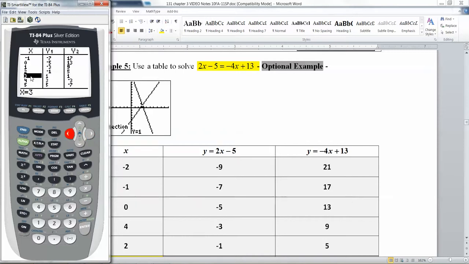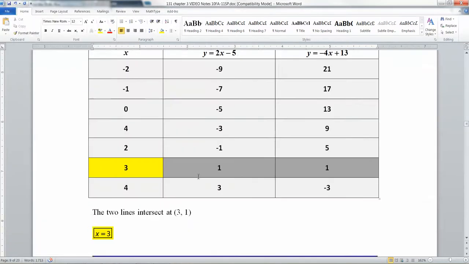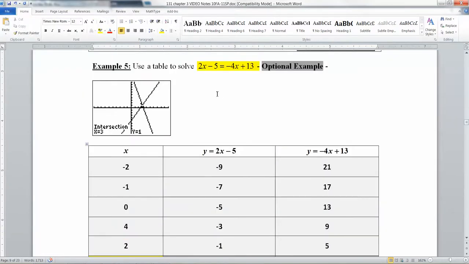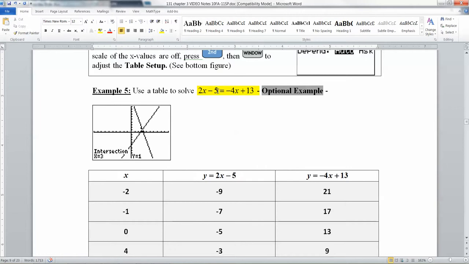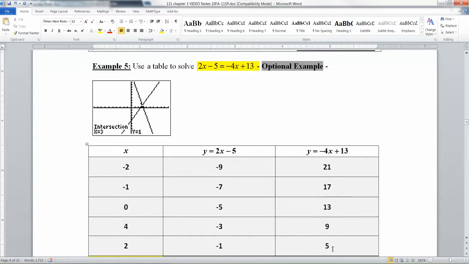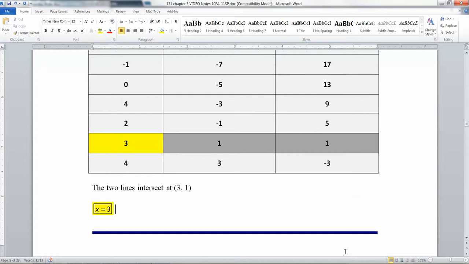So that means the x value of 3 is what you were really looking for, because that's where the two sides would be equal. And you could always check yourself. You could always take 3 and substitute it into both sides and see if it works. 2 times 3 is 6. 6 take away 5 is 1. Negative 4 times 3 is negative 12. Negative 12 plus 13 is 1. So it works.